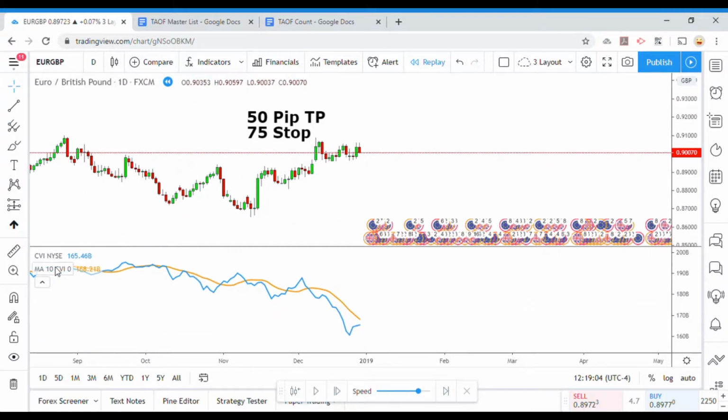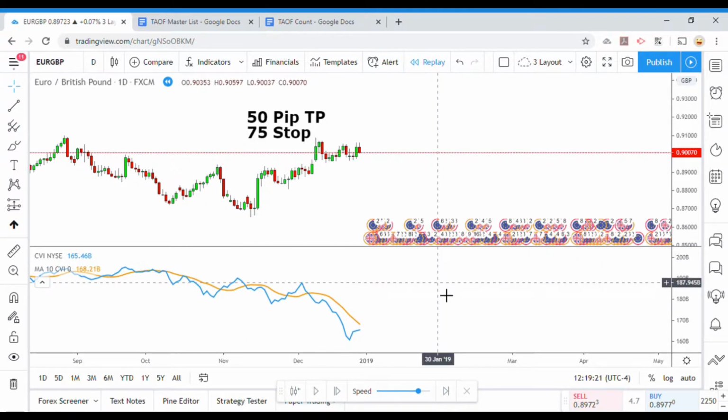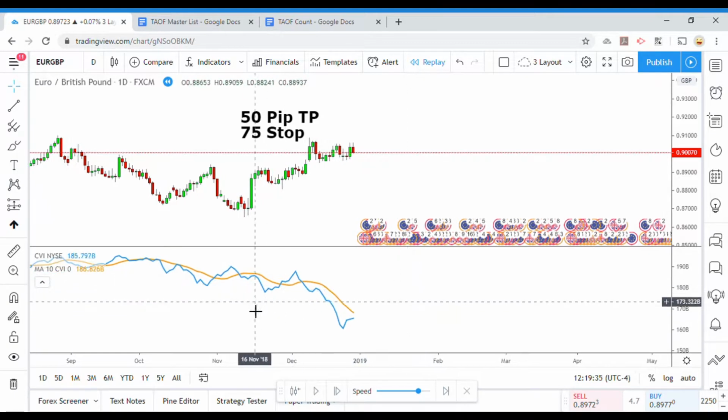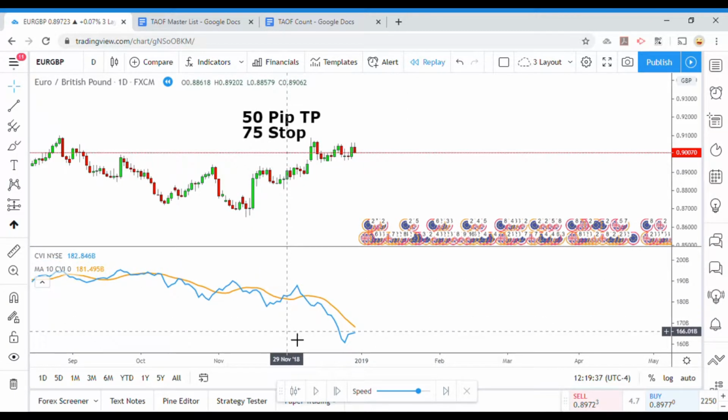And like a few of the indicators we've been testing recently, we needed to add an indicator to it, so that way it gives us signals that we need to be able to trade and use those signals to know whether we're going short or long. So what we have done is I have added a moving average to the Cumulative Volume Index, and that is what the orange line is.